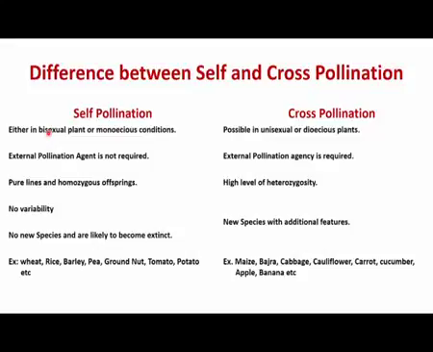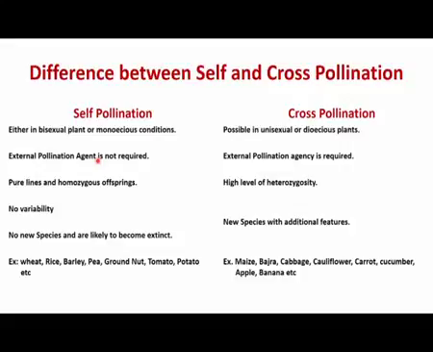Whereas in the case of cross pollination, there is no such condition, except that the plant may be dioecious, meaning the plant has a unisexual character, with the male or the female flower on different plants. In the case of self pollination, the external agent is not required, meaning there is no carrier involved; it actually becomes spontaneous. Whereas in the case of cross pollination, the external agent is required.